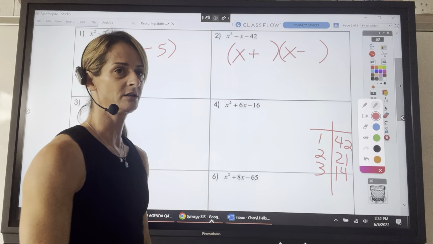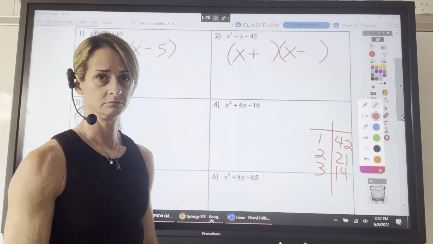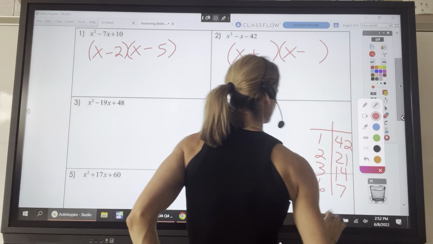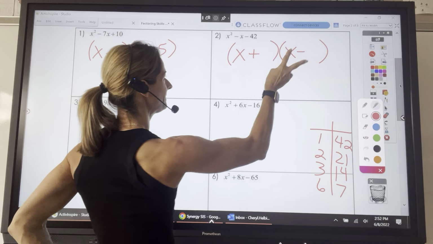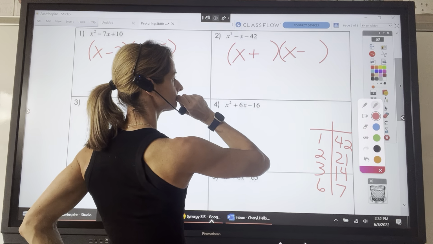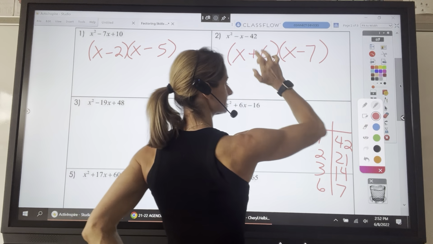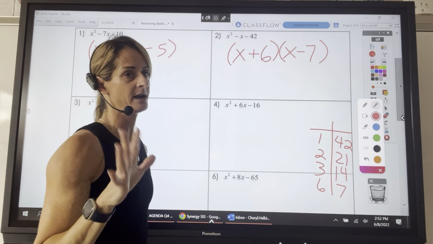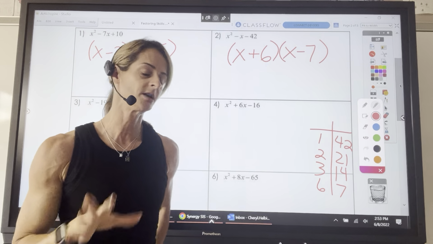What are two numbers that are really close together that multiply to give me 42? This is where the multiplication times tables come in. Okay, so which one's positive and which one's negative? When I add them, I need a -1. 7 is negative. So -7 and +6. Are you with me? It gets easier with practice. It takes a little, but we'll get to it. After we get to the 10th one, you guys will be good.